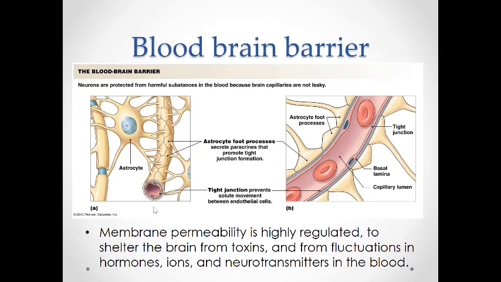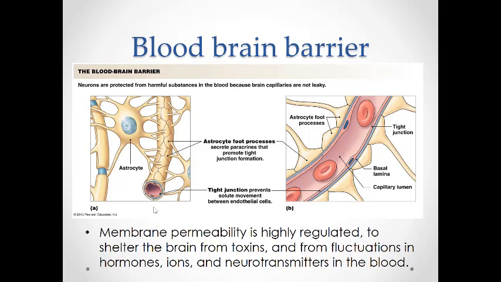Now, what is really important around the brain is what is known as the blood-brain barrier. You have to think of this barrier as very highly selective about what it allows to pass through into the brain. And so the membrane permeability is extremely regulated.